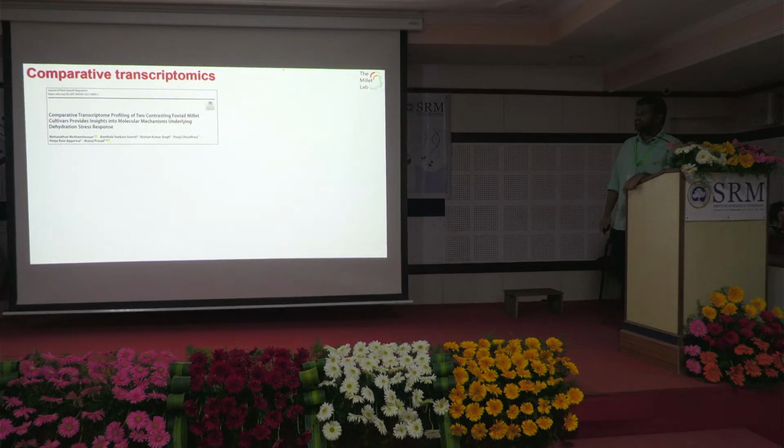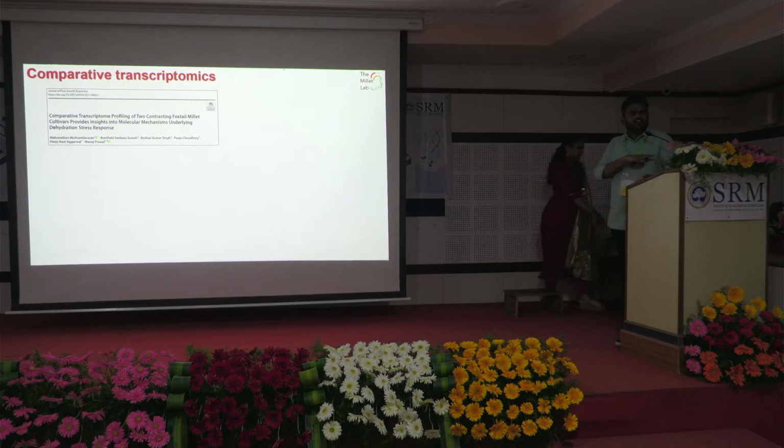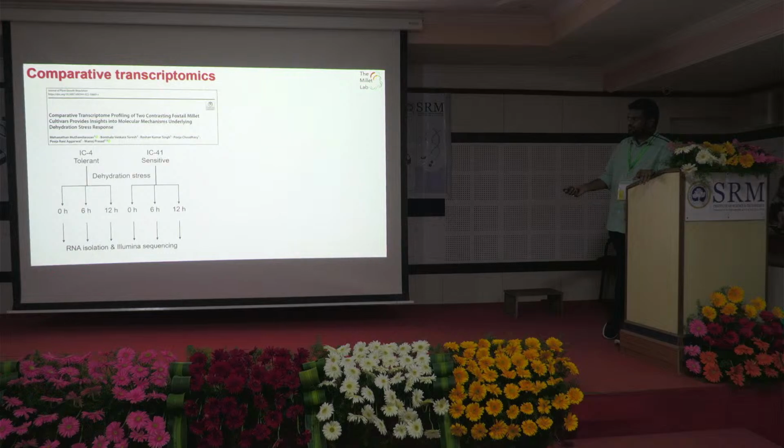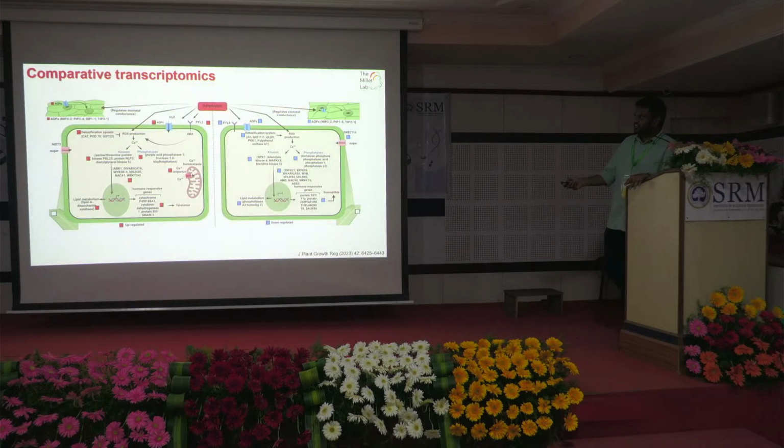Then we performed other studies like comparative transcriptomics, because we are able to see that not all foxtail millet varieties or cultivars are tolerant. Within foxtail millet, we were able to see that a few are highly tolerant, a few are highly sensitive. So we performed a comparative transcriptomics of highly tolerant and highly sensitive cultivars to study how the genes get regulated in the tolerant cultivar and in the sensitive cultivar.